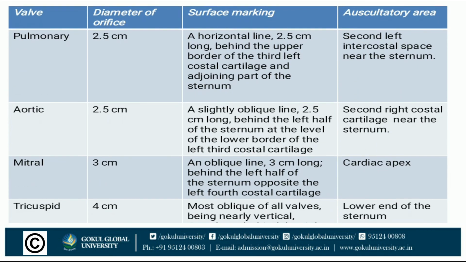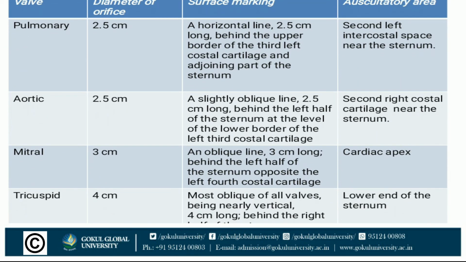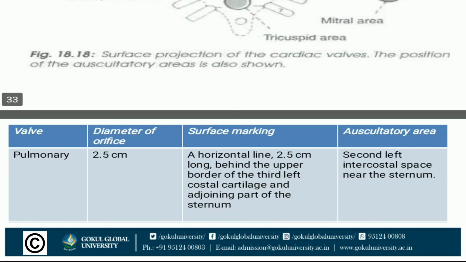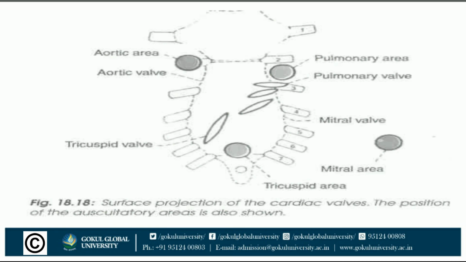Now aortic, 2.5 centimeter diameter of the orifice, a slightly oblique line, 2.5 centimeter long behind the left half of the sternum at the level of the lower border of the left third costal cartilage. Auscultatory area: second right costal cartilage near the sternum. Here aortic, second right costal cartilage near the sternum. You can see aortic area.